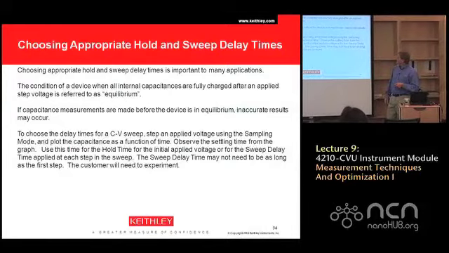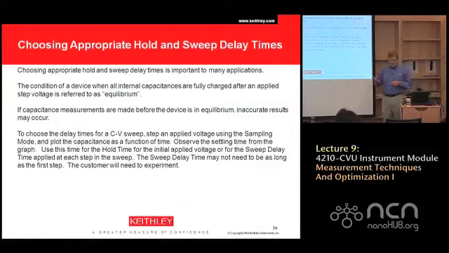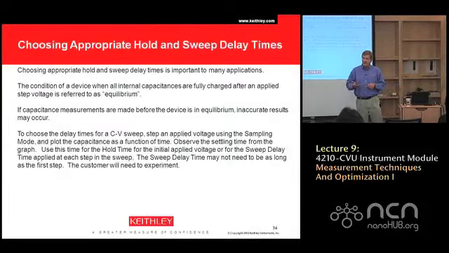The condition of a device when all capacitances are fully charged after a change in voltage is called equilibrium. Right? If capacitance measurements are made before the device is in equilibrium, we're making it in an undetermined state. Now, sometimes I actually want to chart the change in capacitance as I'm reaching equilibrium. That tells me something about what's going on in the device. Sometimes I want to make sure the device is in equilibrium because I'm looking for some other effect.